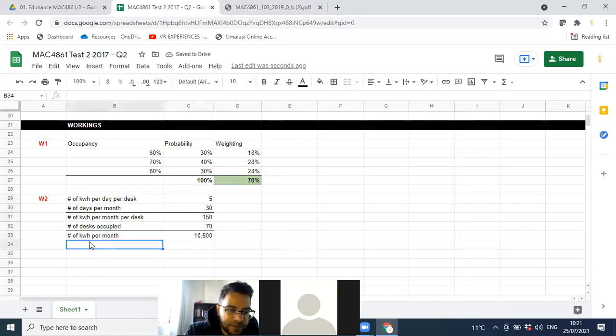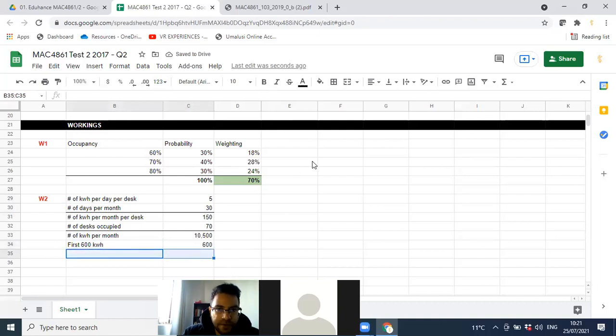Okay, for 600 kilowatt hours. So therefore, remaining kilowatt hours would be that minus that. Okay, so just understand what we just did over here. If you have any questions, you can just ask me.